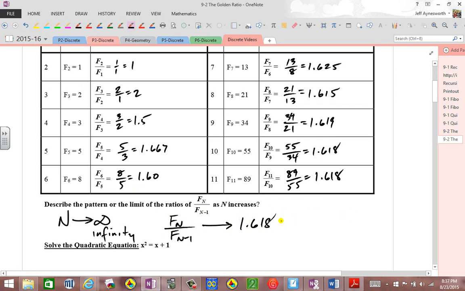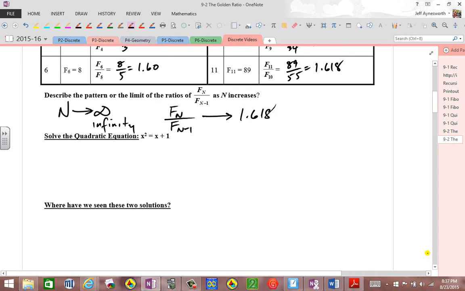But what is that number? What does it mean? What is its significance? Where do we see it in nature? And things of that nature. Well, one place that we do see it is when we solve this quadratic equation.